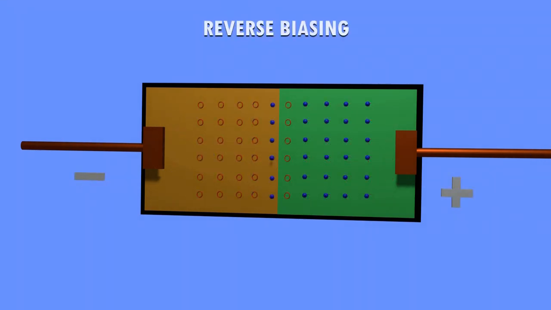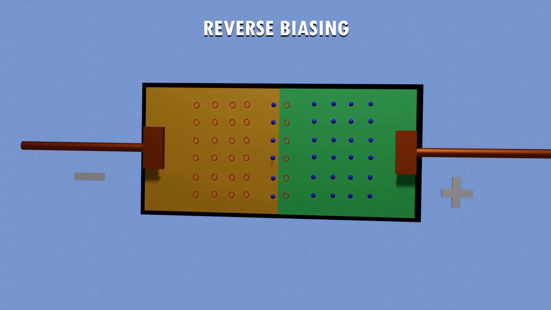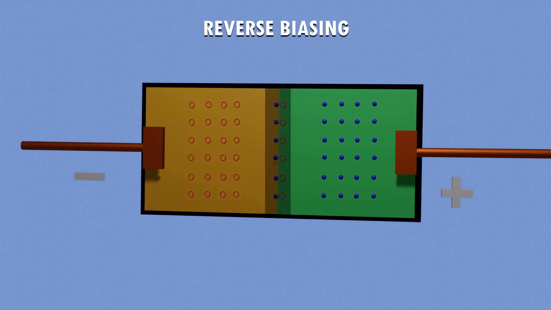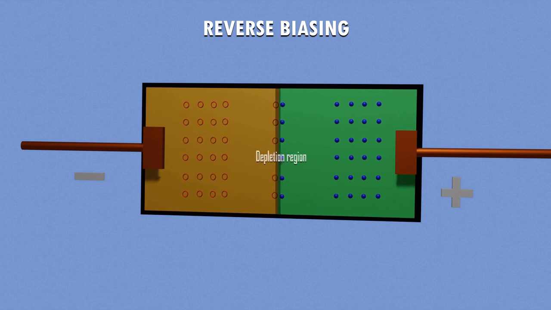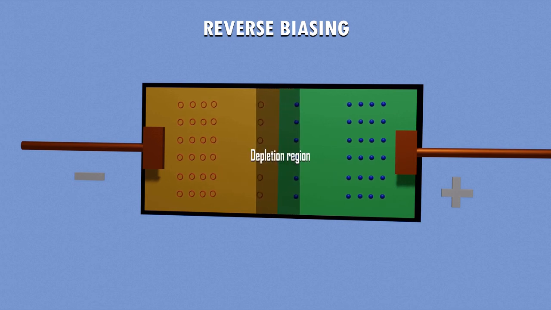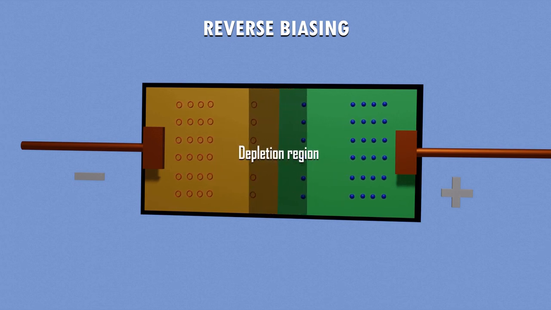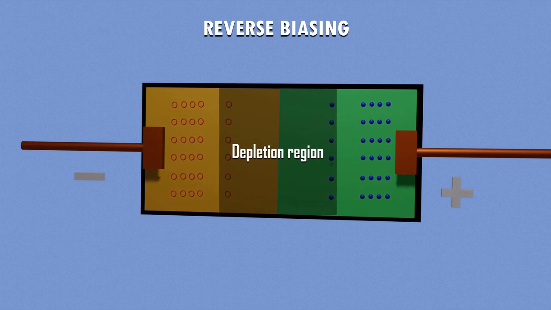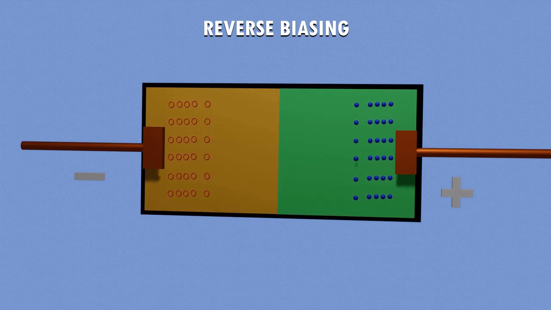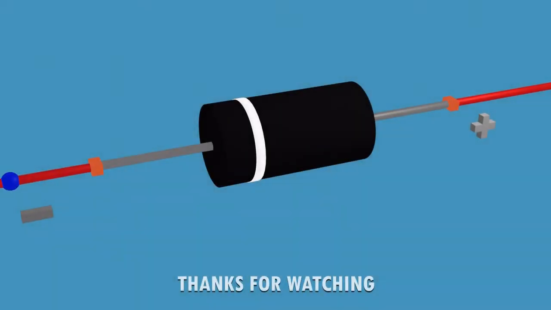When the P region is connected to a negative potential and N region to a positive potential, the holes and electrons in each region are attracted towards the terminal voltage and accumulate near the terminals. This attraction causes the depletion region to become wider. As there are no charges at the middle region of the diode, current cannot pass through the diode. This condition is called reverse biasing of a diode. So this is how a diode works.